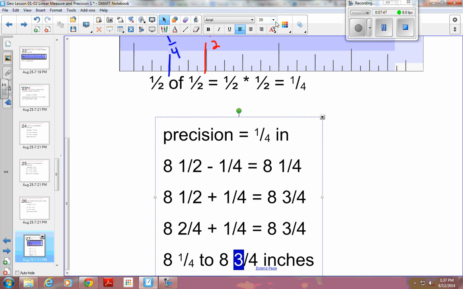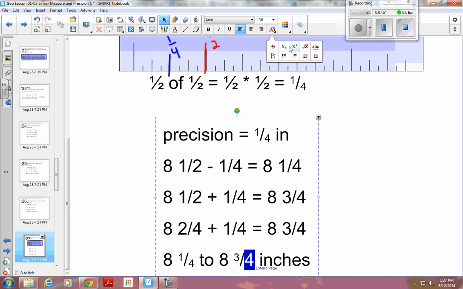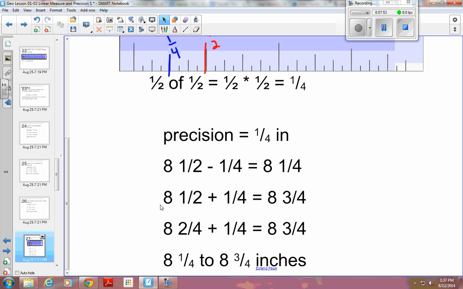So you can see how the English system gets a little bit harder. We're not just dealing with 0.5 all the time. 0.5 is pretty easy. So you're going to have to know half of a half is a fourth. Half of a fourth is an eighth. Half of an eighth is a 16th. You're basically just multiplying the denominator by 2 here.